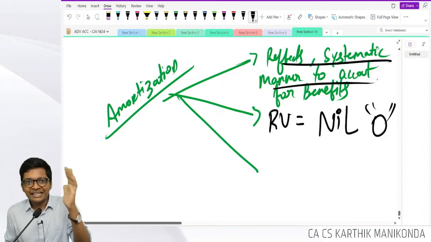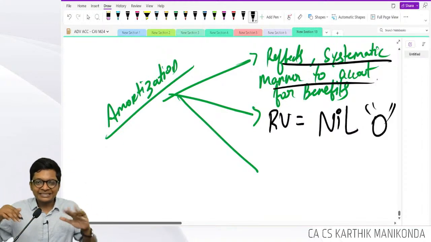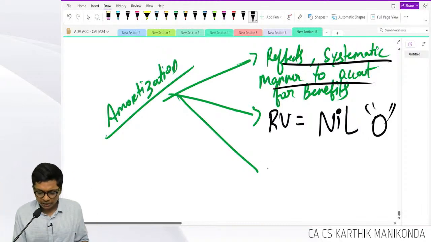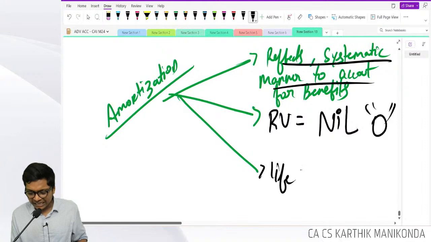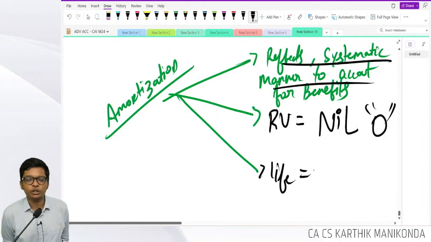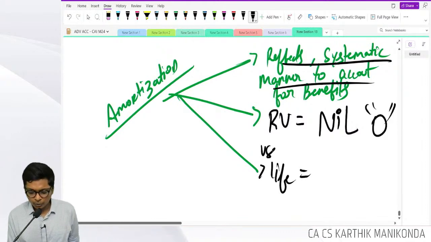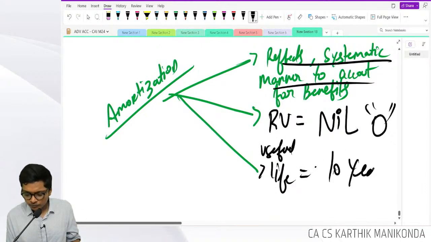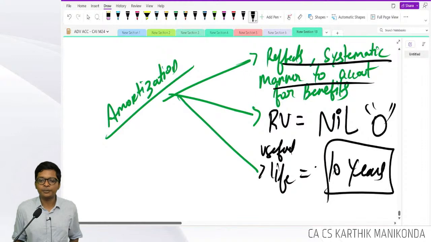Can I change it? Yes. Can it be 10 lakhs? Yes. Give justification. Then last one, what is the life of an intangible asset? Useful life. I am talking about useful life. Default setting is 10 years as per the standard.